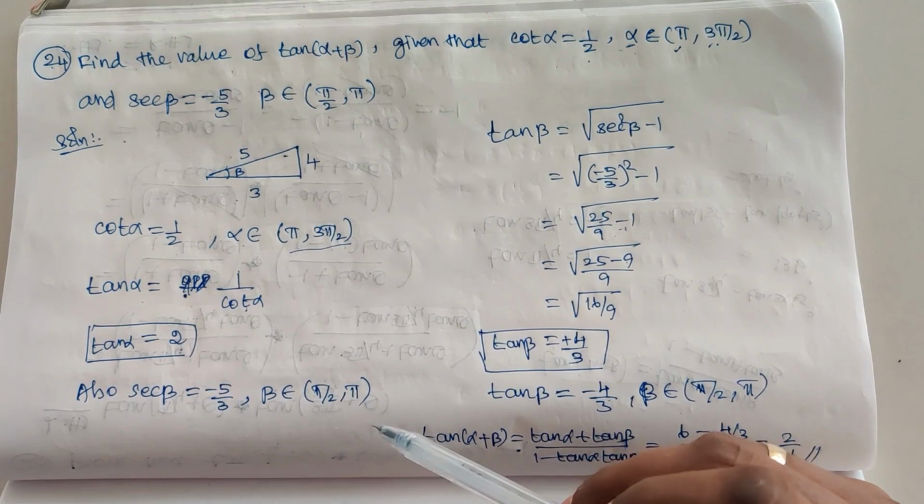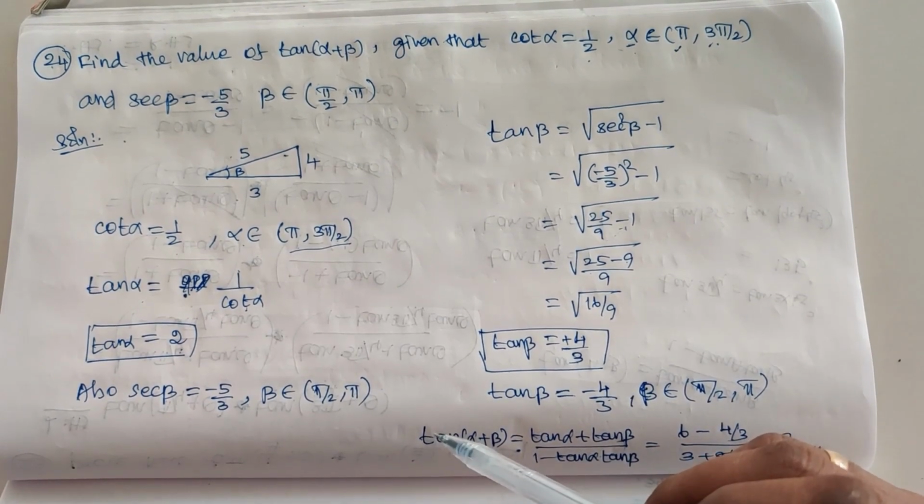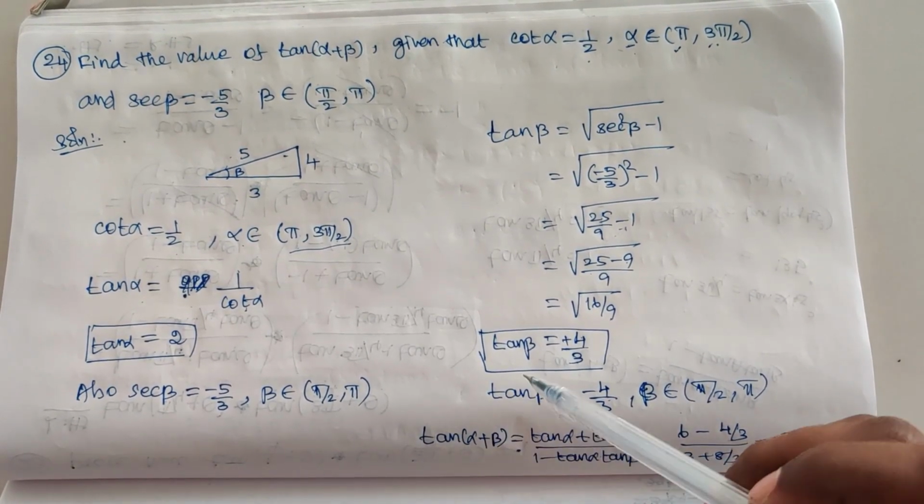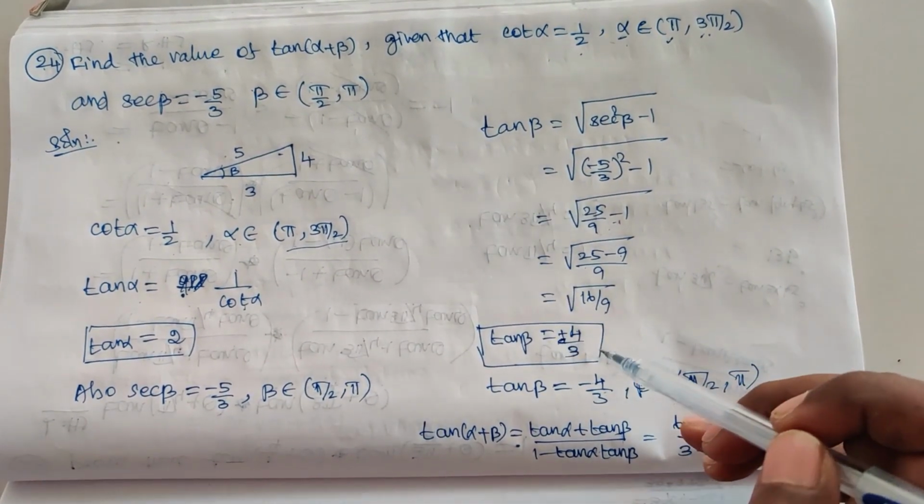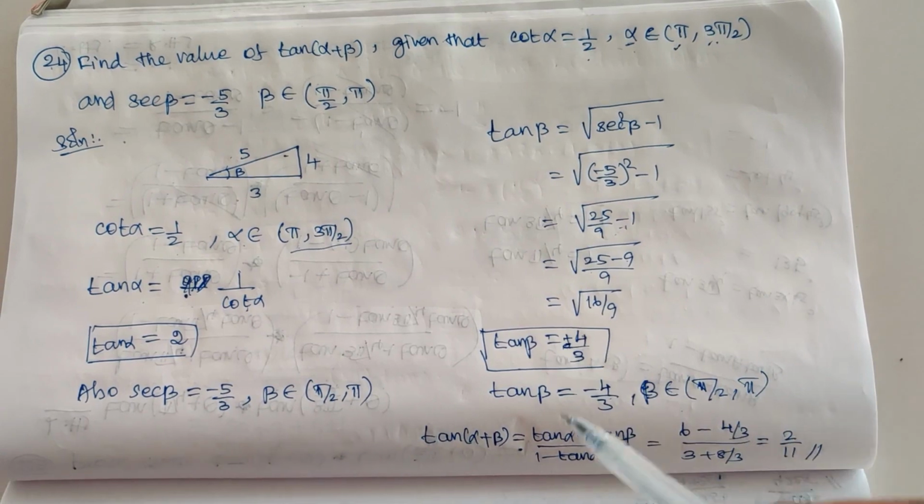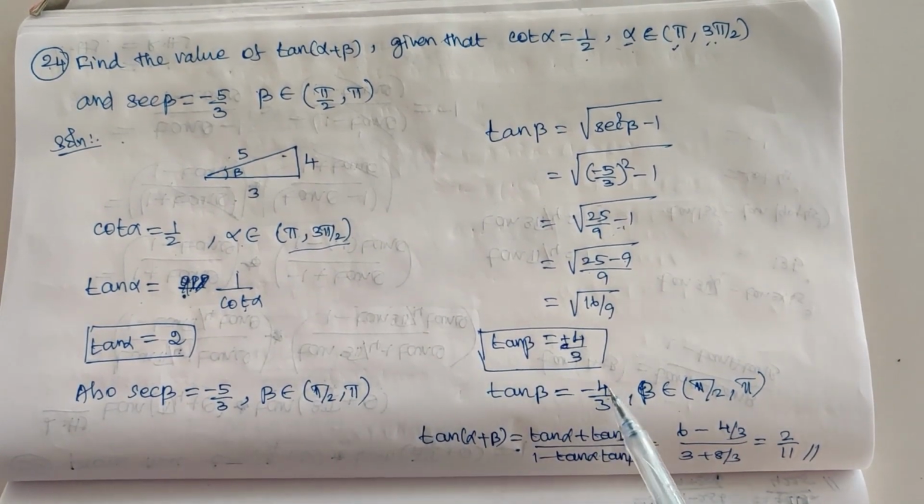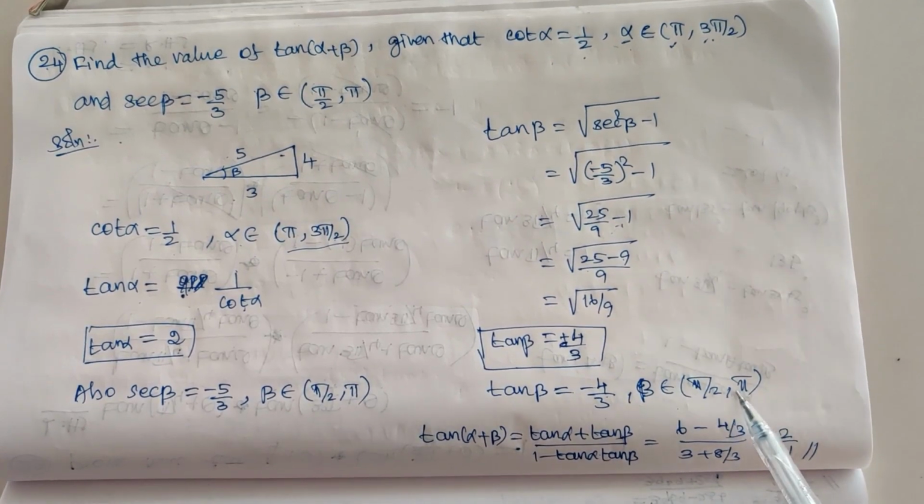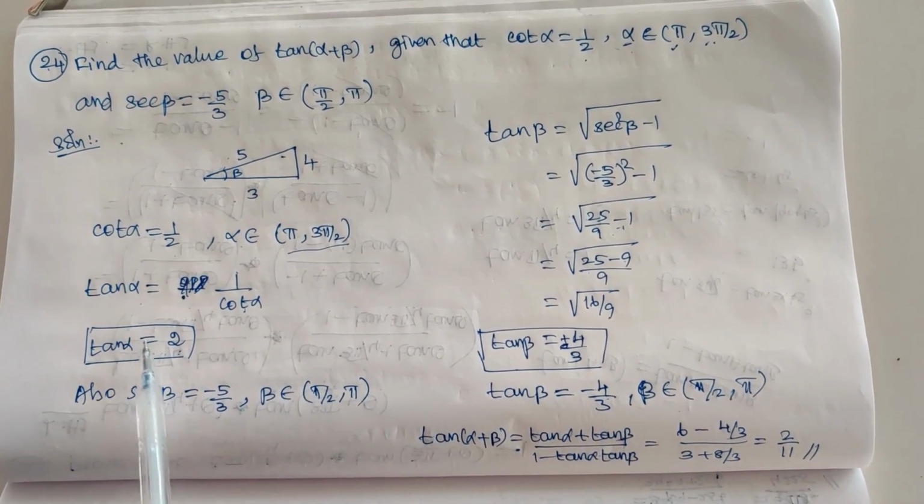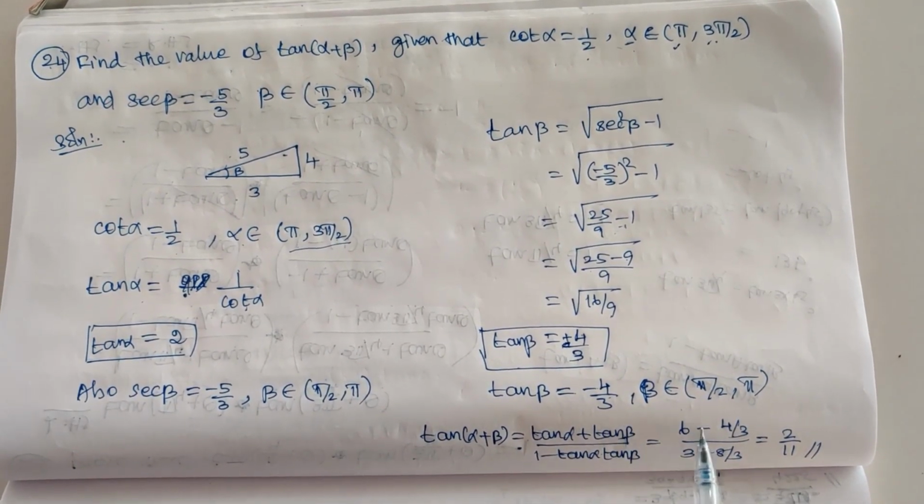Second quadrant, sin and cosecant alone are positive. So tan beta is negative. Here there will be two values, positive and negative, plus or minus. You take negative. So tan beta is equal to minus 4 by 3. So beta belongs to what? It should be within pi by 2 comma pi. So tan alpha value is 2 and tan beta value is minus 4 by 3.